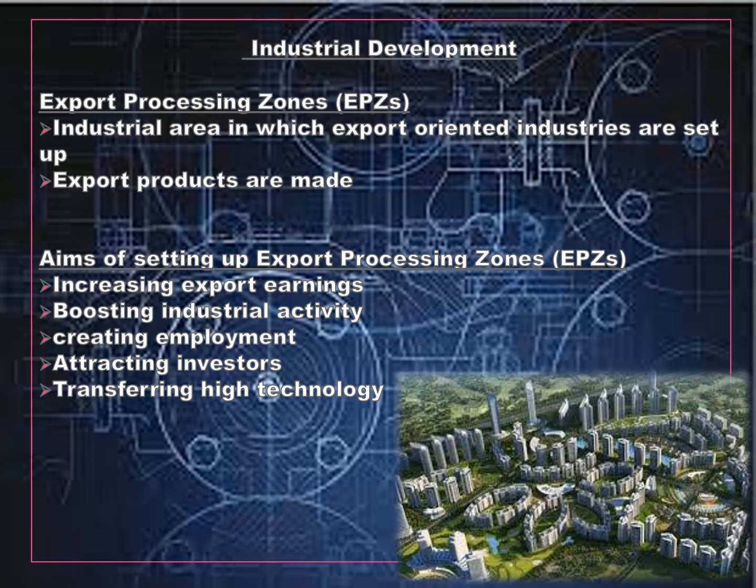Now we have to see what are export processing zones, which are also called EPZs. It's an industrial area in which export-oriented industries are set up. Export products are made, and if supplied to the local market, the same price will be taken as that for the international market. Examples of EPZs are at Landi in Karachi and another being built in Gwadar as well. The aims of setting up EPZs are increasing export earnings, boosting industrial activity, creating employment, attracting investors, and transferring high technology from the developed countries. And EPZs are the government's priority. They prioritize their facilities, power generation, gas, tax collection, and tax facilitation. They provide them on a priority basis.